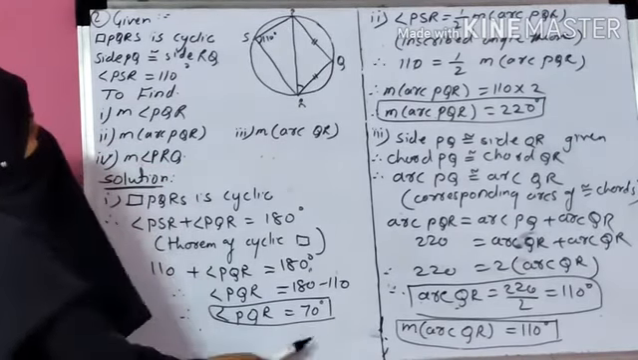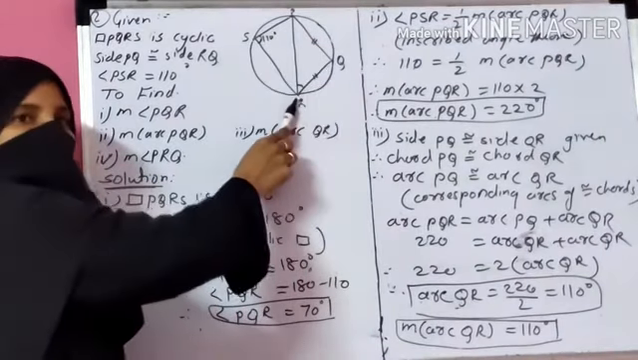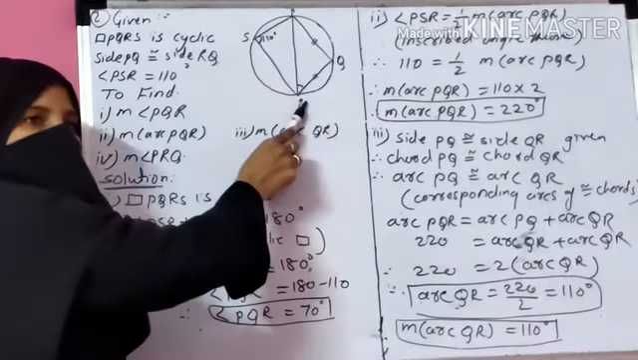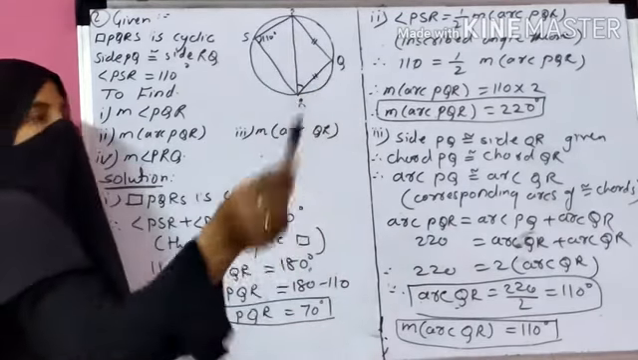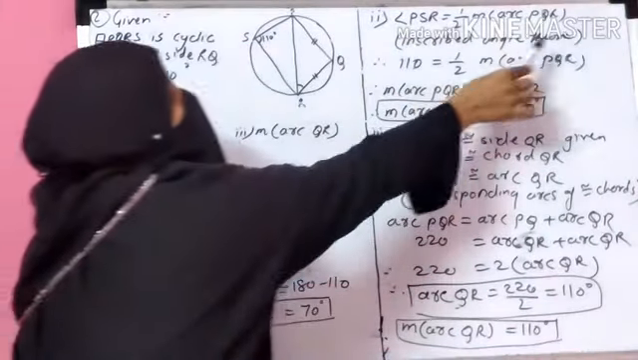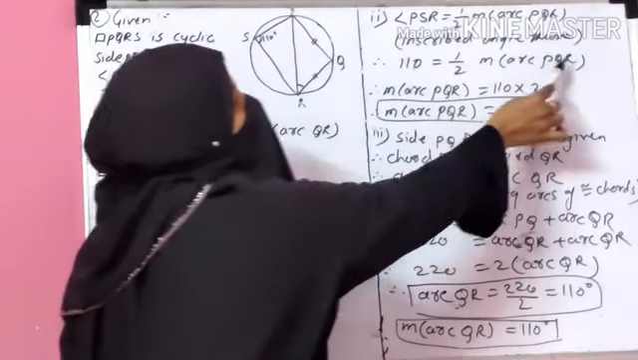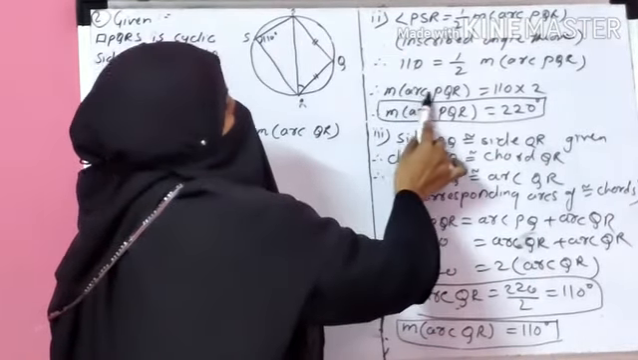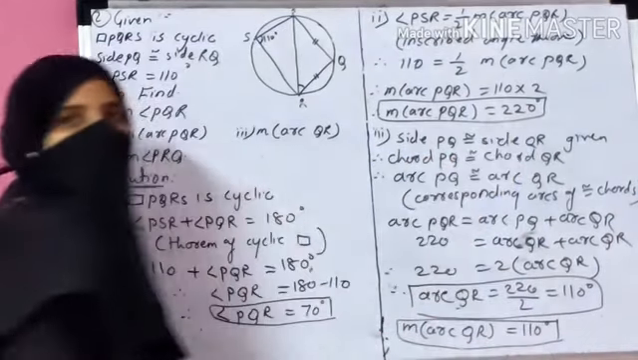Got it? Number 1. Number 2, you have to find measure of arc PQR. Arc PQR is the intercepted arc of angle PSR. That means angle PSR is the inscribed angle, arc PQR is the intercepted arc, and an inscribed angle is half of its intercepted arc by the inscribed angle theorem. The value of PSR is 110, so 110 is half of measure of arc PQR. Here 2 is in divide, so it comes in multiply. So measure of arc PQR is 110 multiplied by 2, that is 220 degrees.